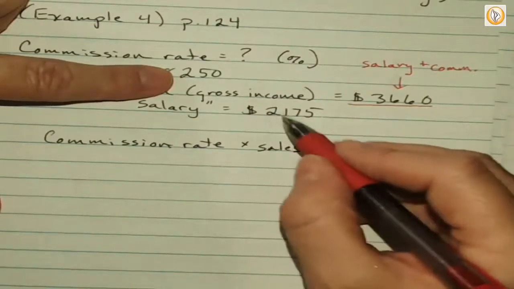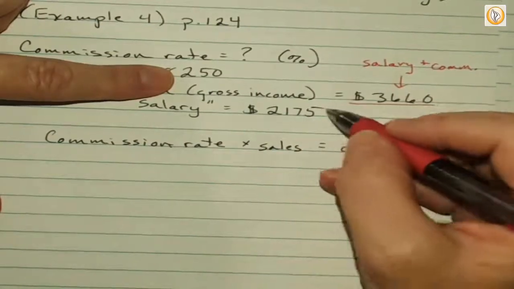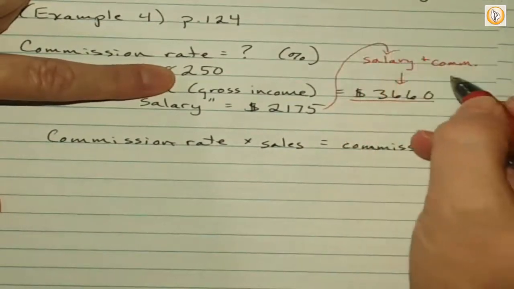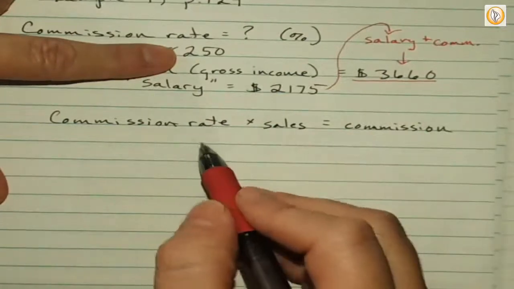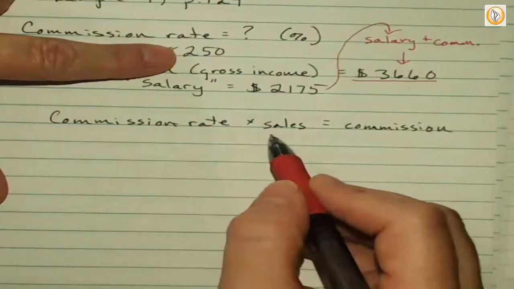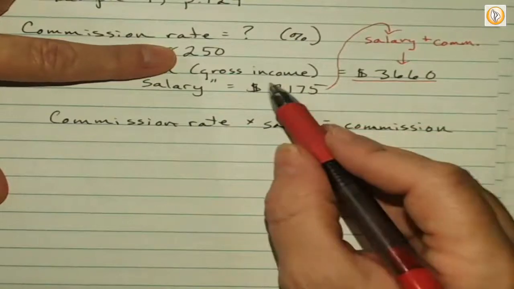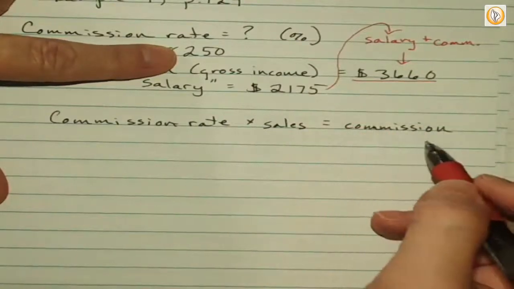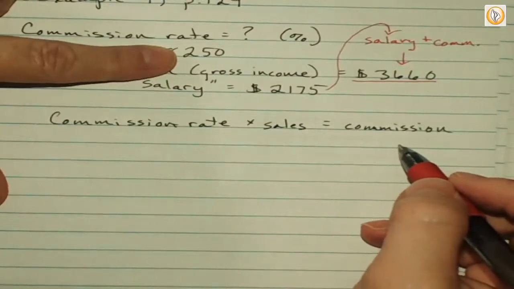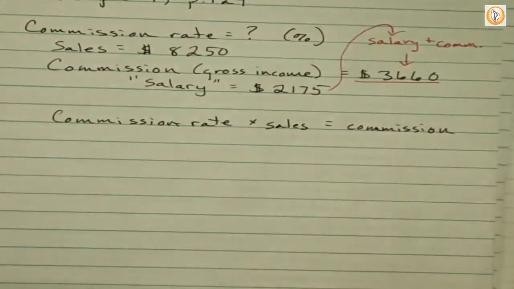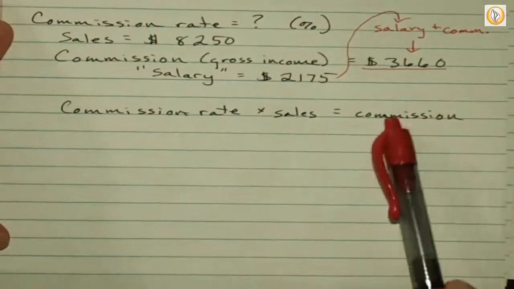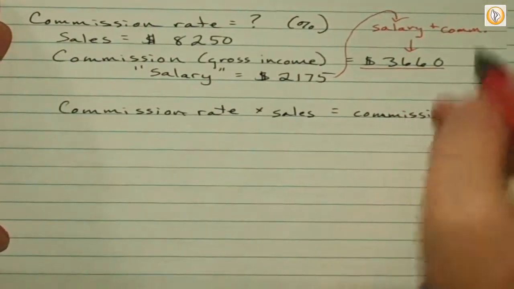They told us our salary. Did they tell us our actual commission? No, they did not. And our little formula says commission rate times sales equals commission. It doesn't say gross income or salary, just says commission. So how can we find out what the commission is, Aiden? You would do 3,660 minus 2,175. That's right. So we've got to find the actual commission.